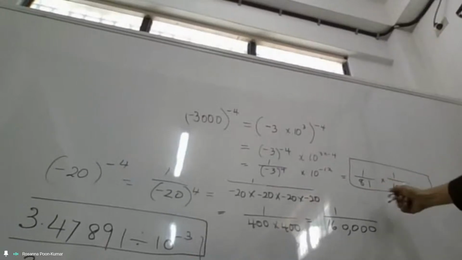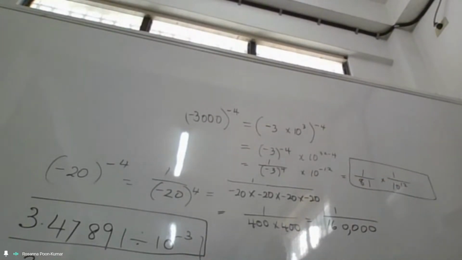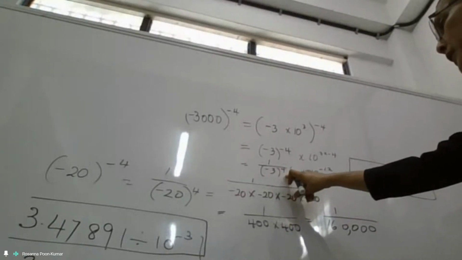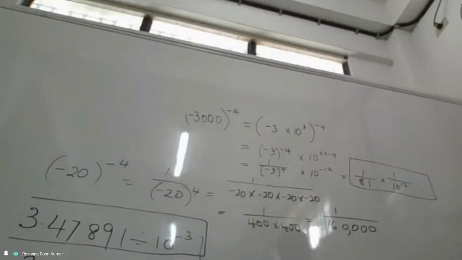Understand? Good. So that's 1 over 81, because negative 3 by negative 3 is positive 9, and 9 nines are 81. 1 over 81 by 10 to the power of minus 12. So understand that, Darius? That'll be a very, very small fraction. Yes, miss. Okay? But it'll be a positive number.